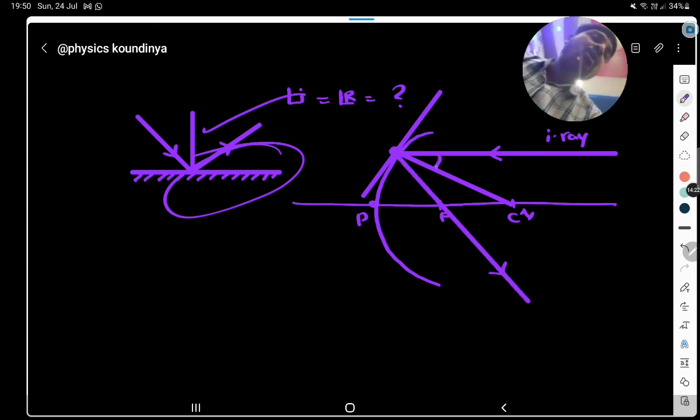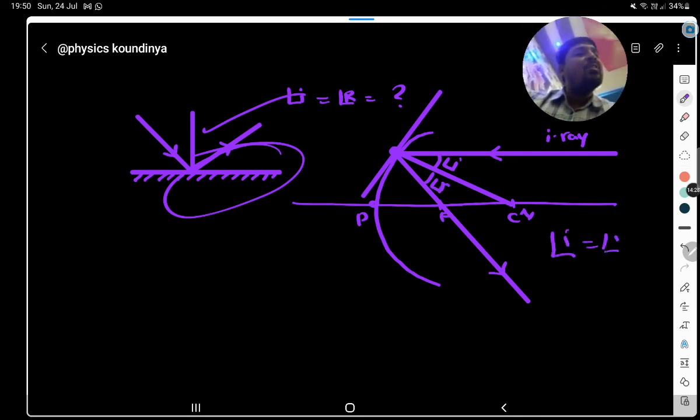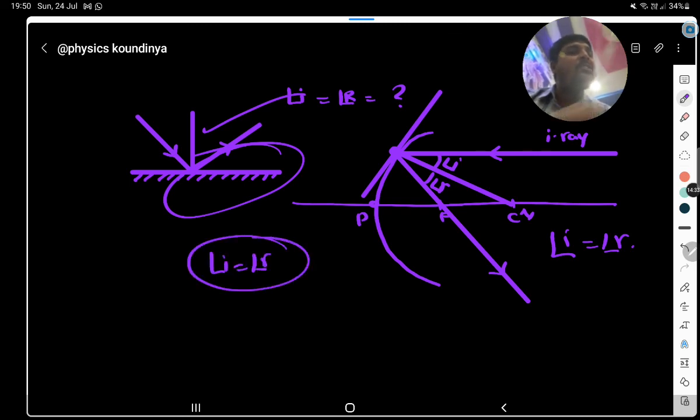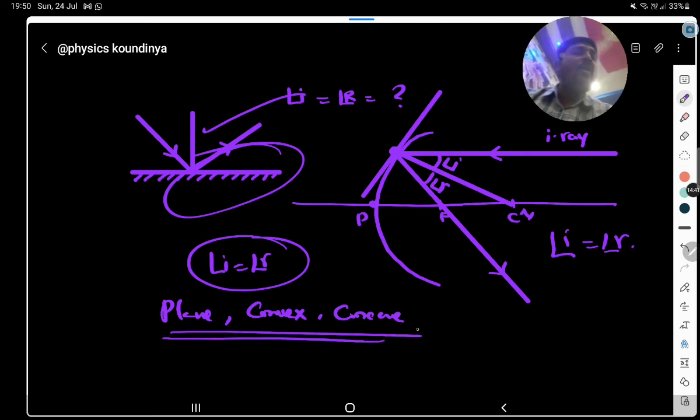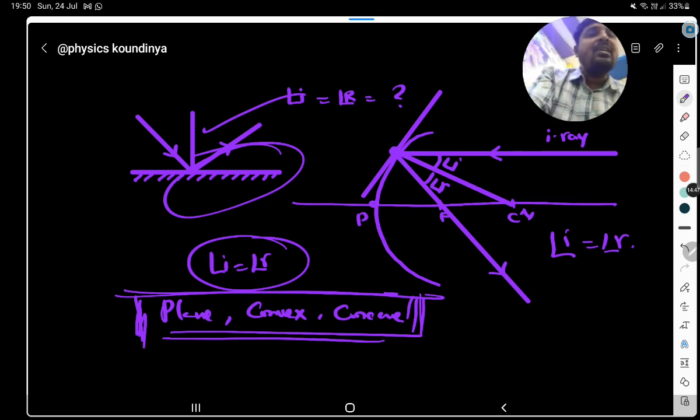So this is called as angle I. This is called as angle R. And we know that angle I is equal to angle R. So angle I is equal to angle R is the rule for plane mirror, convex mirror and concave mirror. All the three types of mirrors we are going to have this rule. So in the next class, we are going to see some more details regarding the spherical mirrors.